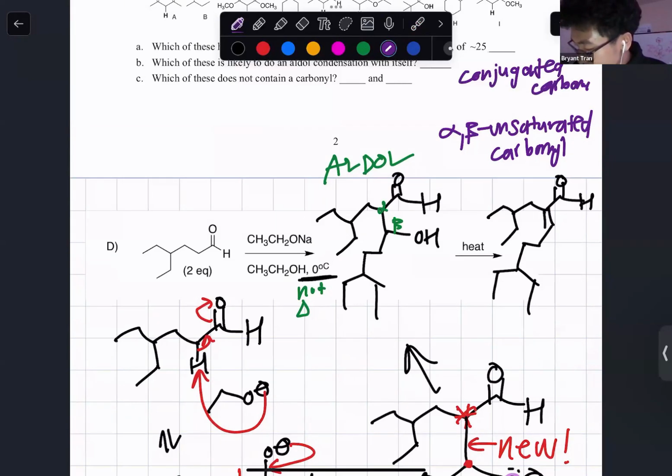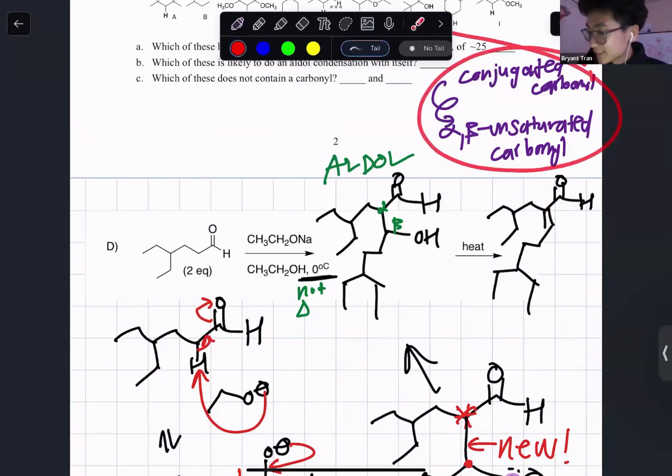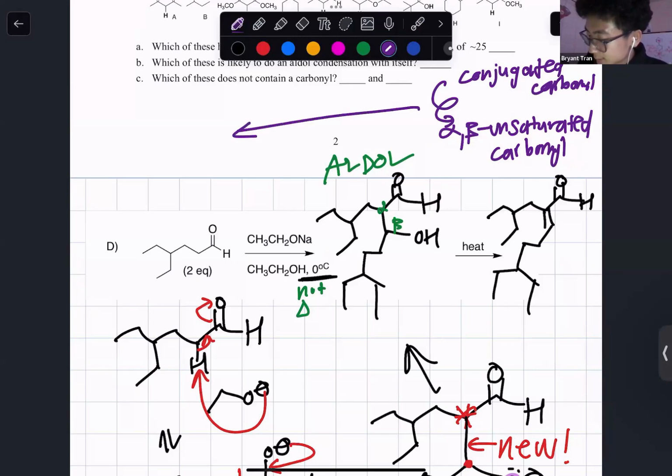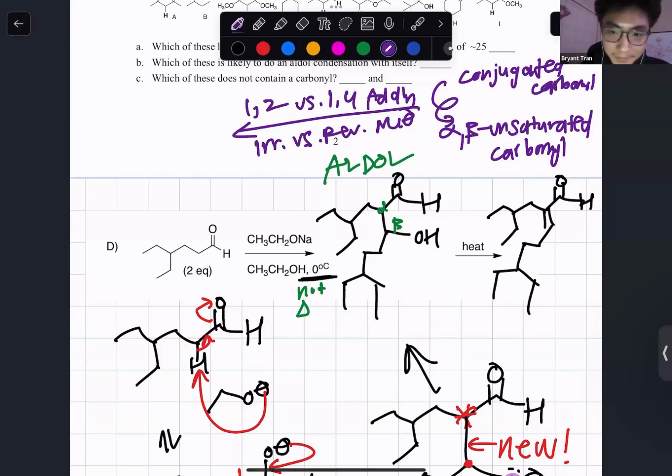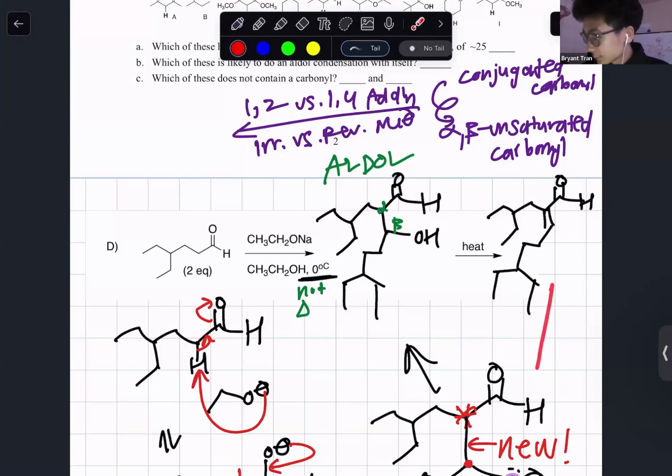Right, so conjugated carbonyl is also known as alpha beta unsaturated carbonyl. And the types of reactions that you need to know for that is the 1,2 versus 1,4 addition with the irreversible versus reversible nucleophiles. Okay, because she can give another set of reagents here.